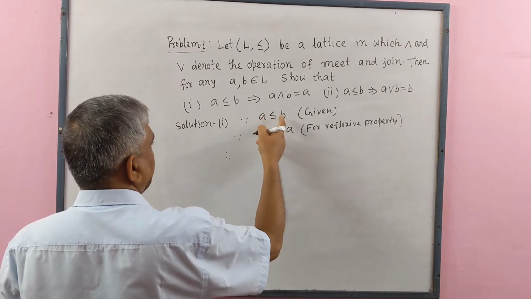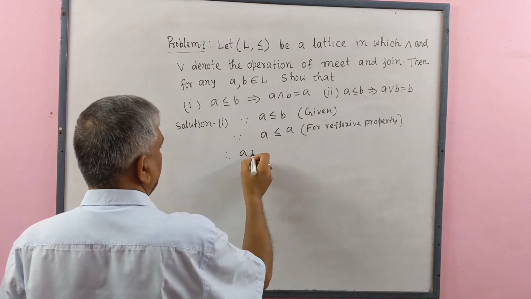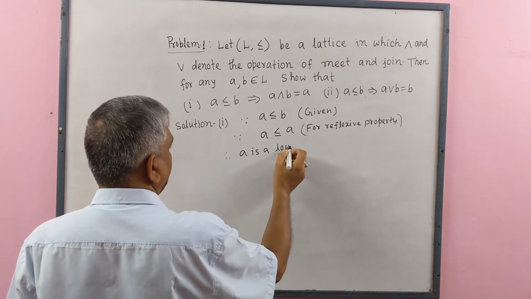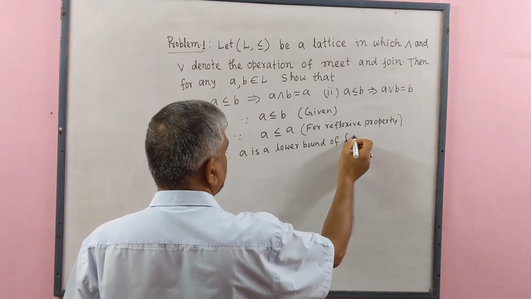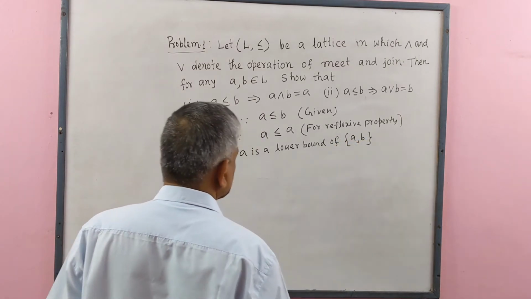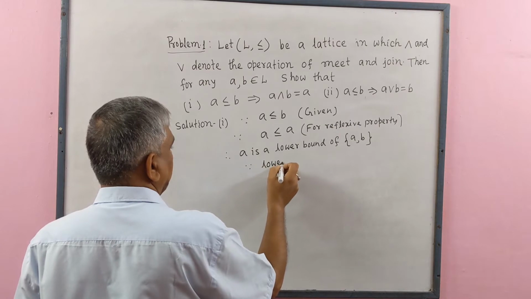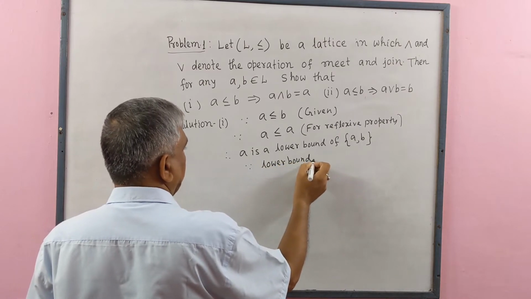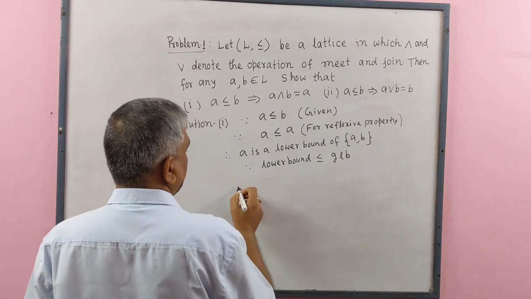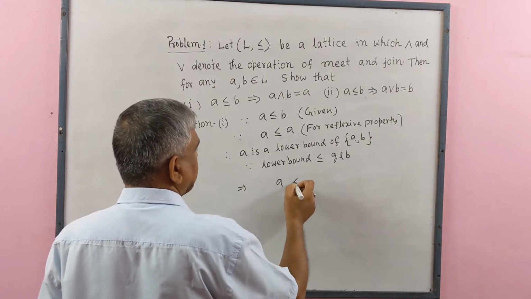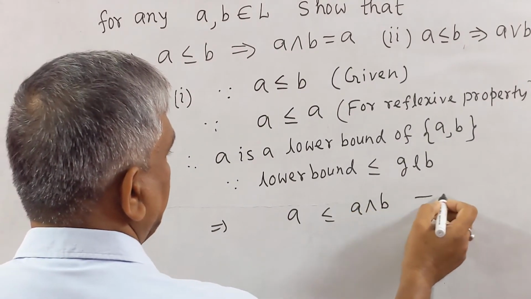Therefore, A less than equal to B and A less than equal to A means A is a lower bound of the set containing elements A and B. Since lower bound is less than equal to greatest lower bound, implies that A is lower bound and greatest lower bound of A and B is A meet B. This is number 1.